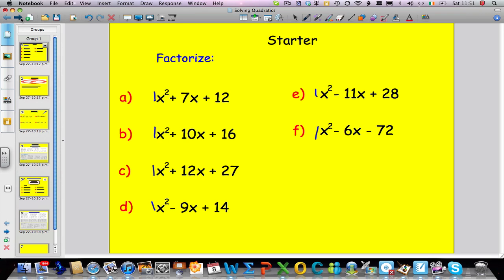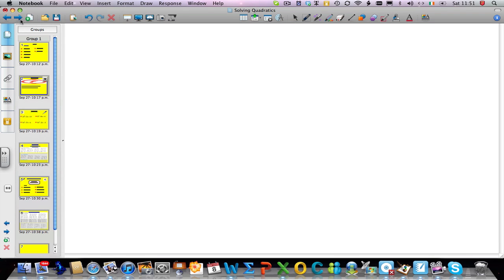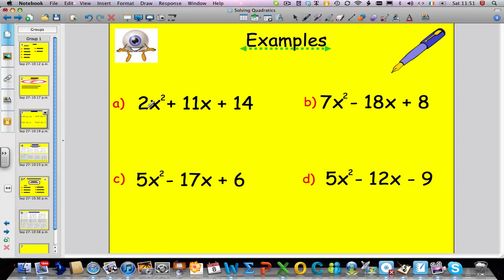So the next step is factorising quadratics where the coefficient of x squared is not 1. Here are some examples that we're going to try, and we'll show you how to do it. This is where our arrows come in. Same ideas again. First, I start by writing down the factors of 2x squared. The factors of 2x squared are 2x and x, because 2x times x gives me 2x squared.